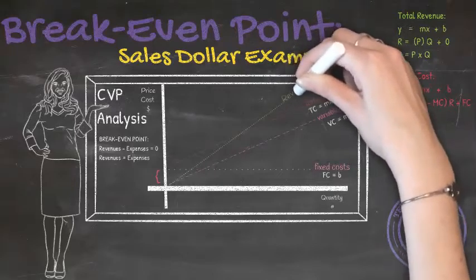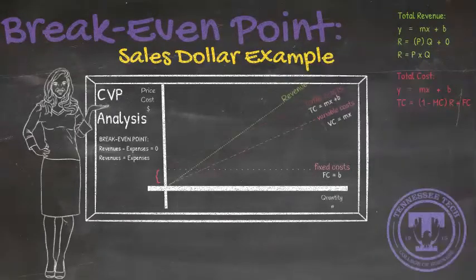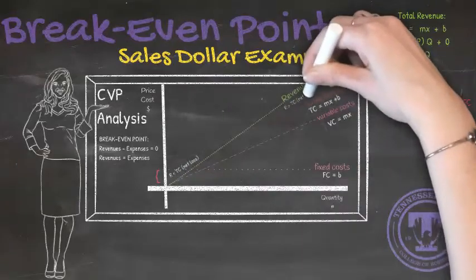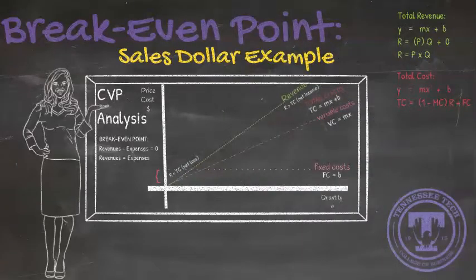At quantities where total cost is greater than revenue, the company is operating at a loss. At quantities where total cost is less than revenue, the company is operating at a profit. The magic point where the two lines meet is called break even. By setting the two formulas for lines equal, we can use simple algebra to answer all sorts of management questions.